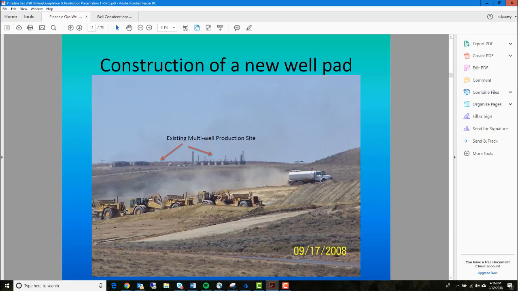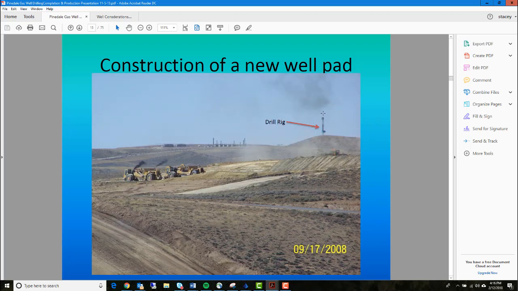So here's just looking at the construction of new pads, out there moving the earth and trying to redesign it to best fit all the facilities on there. That's what we're going to do in our lab this semester, this module. You can see some existing wells here in the background. Here's a new rig that's in this area.